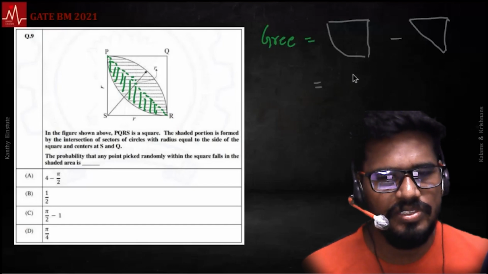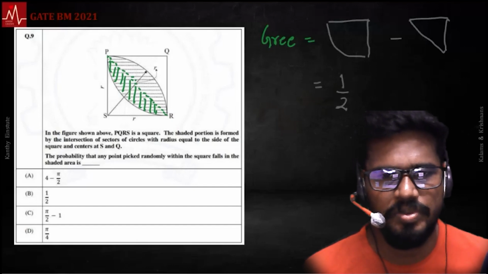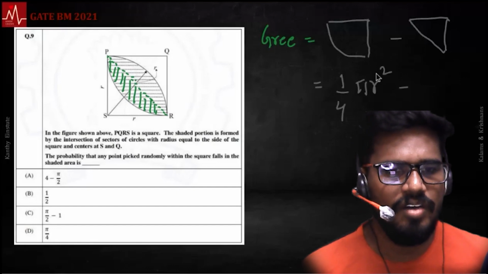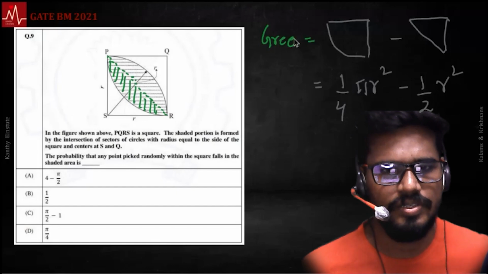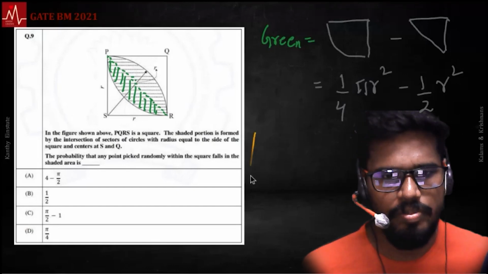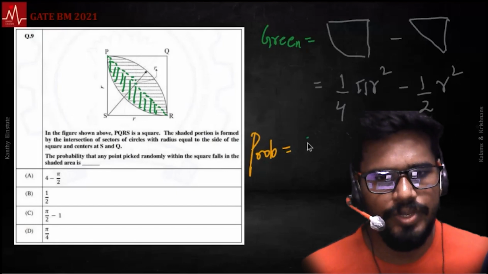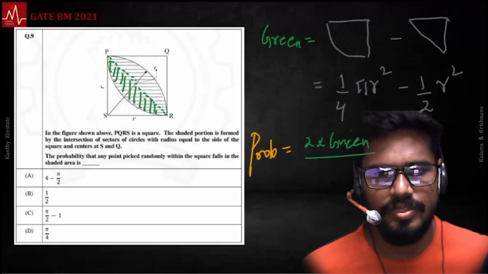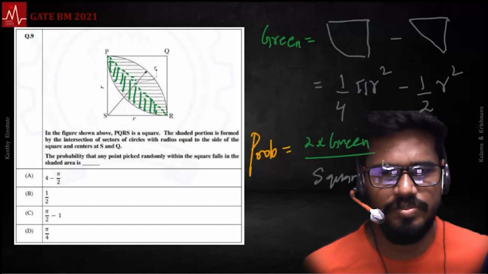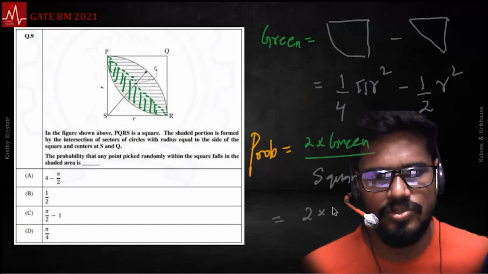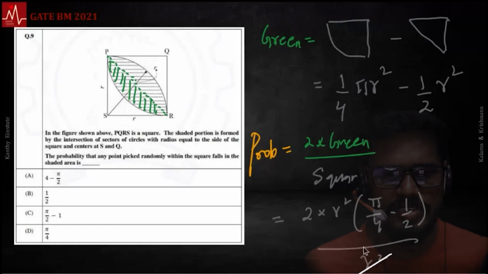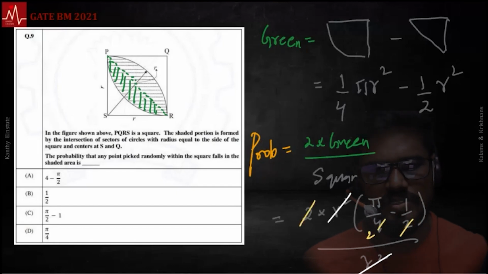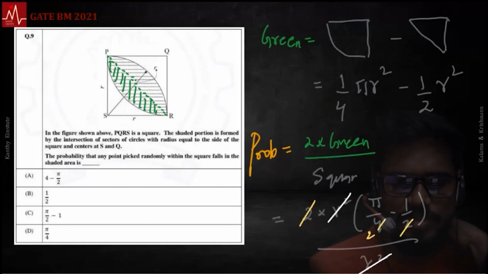Let's quickly do this. This is 1/4 of pi r square. This is half into base into height, half r square. This is the green area. The required probability is twice the green area by the square area. Let's simplify this. Let's pull r square outside: r square into pi by 4 minus 1 by 2, divided by r square. These terms will cancel. There will be a 2 here. This cancels, so it is pi by 2 minus 1.